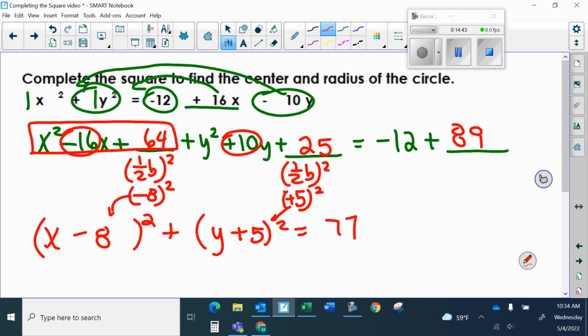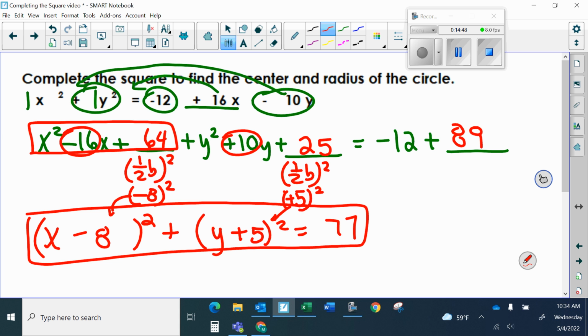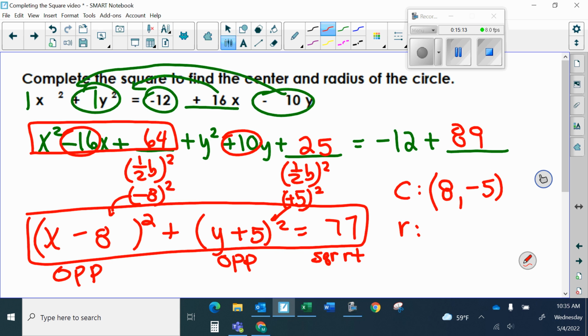Okay, so now remember this is called standard form of a circle. Okay, and now they want the center and the radius. Remember it's opposite, opposite, and square root every time, doesn't change. So my center, C for center, opposite is 8. Opposite of 5 is -5. It should be easy to recognize since the 8 is connected with the x, that's the x coordinate. The 5 is connected to the y, that's the y coordinate. And the radius equals the square root of 77.